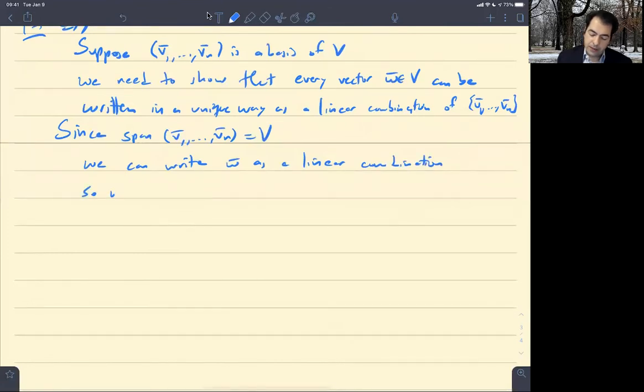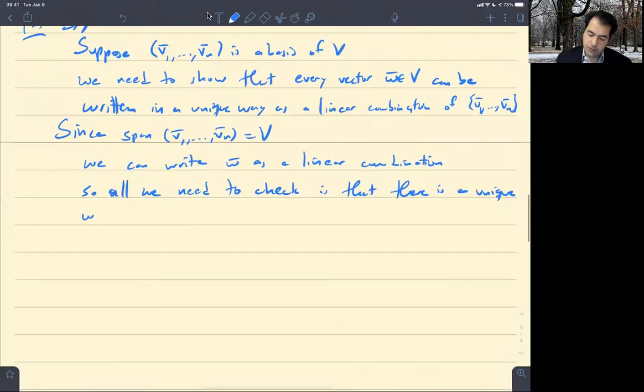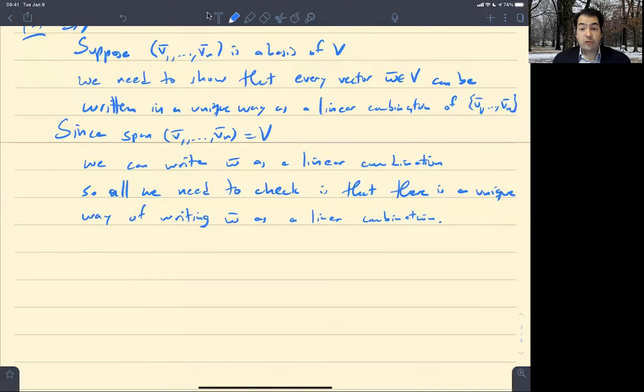So all we need to check is that there's only one way of doing it. There is a unique way of writing W as a linear combination. Okay, but whenever you want to show that something is unique, the standard thing to do is to take two different ways of doing it and show that actually they're the same.